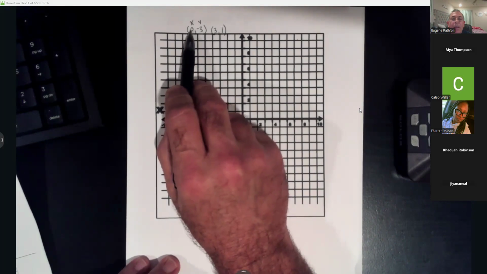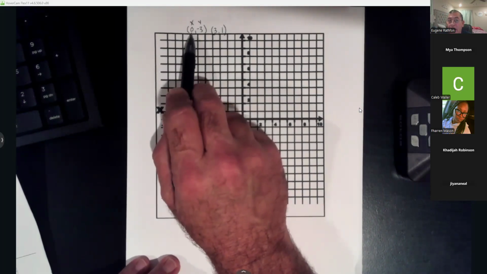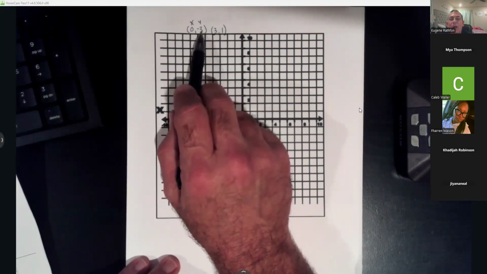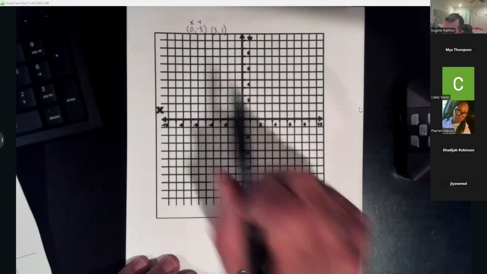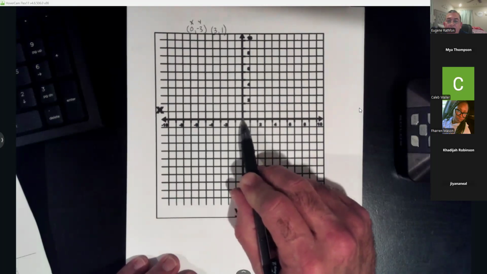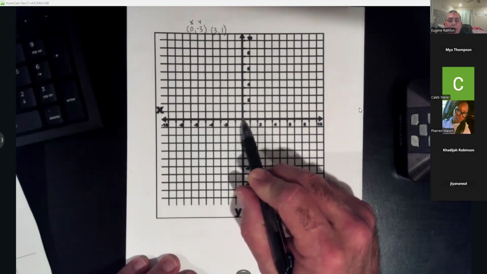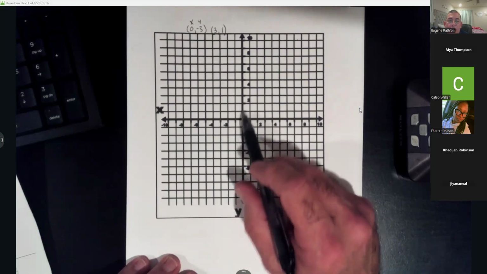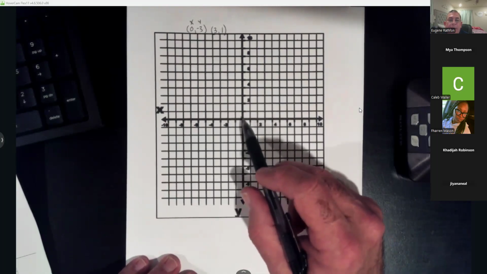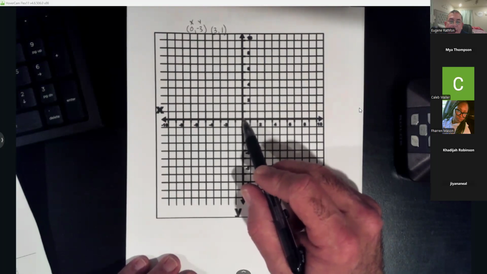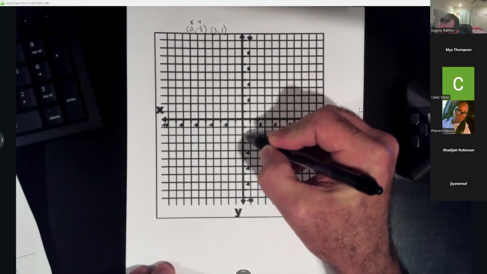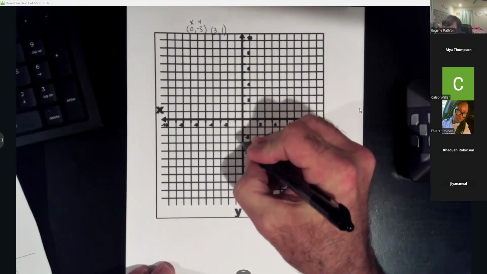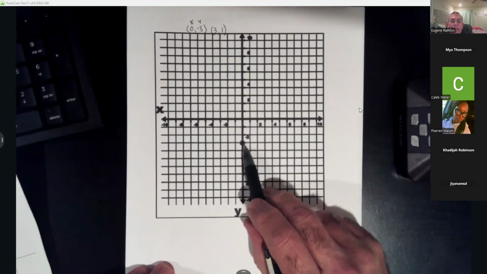X's go left or right. Unless it's 0, it stays right there. And then the Y's will go up if they're positive, down if they're negative. So since my X is 0, I stay right there at 0 in the center. Actually, the center is the 0 for the ups and the left and rights, okay? So I'm at 0 and then -3 for the Y. So from 0, I'm going to go down 3, 1, 2, 3, and put my first point. All right, so that's my first point.